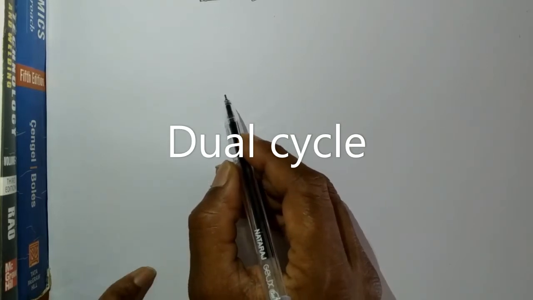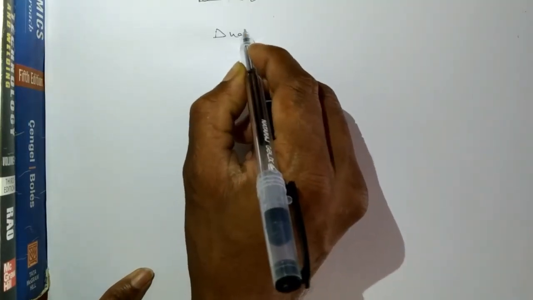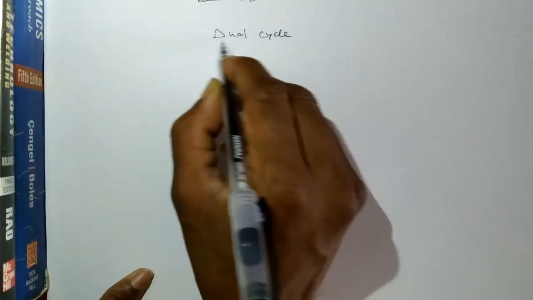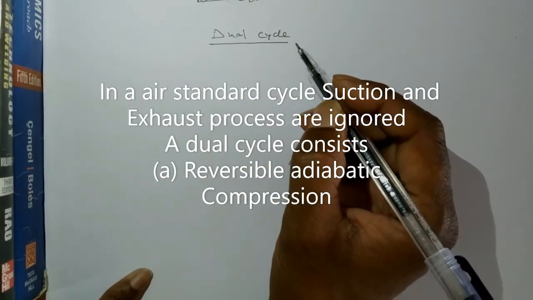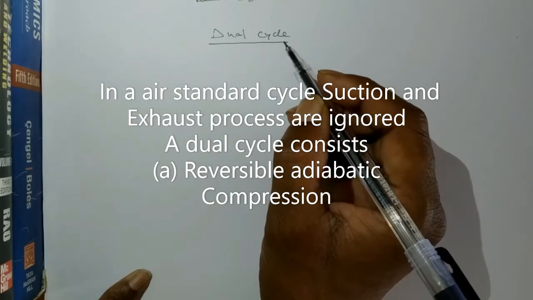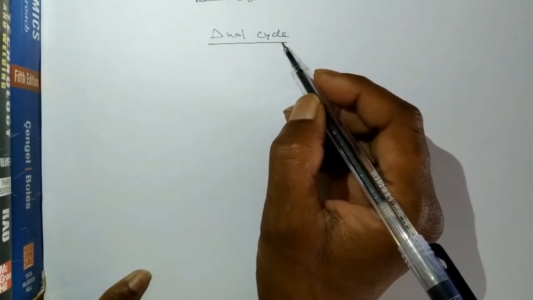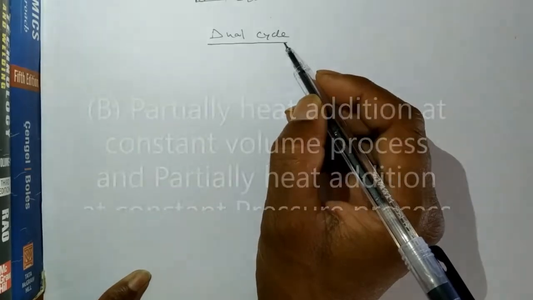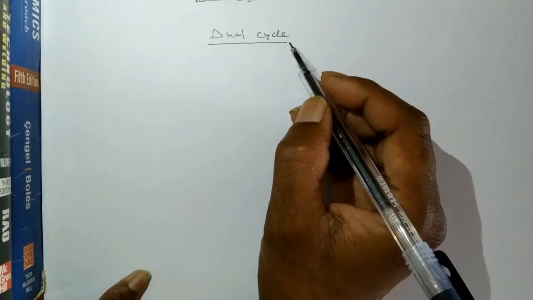Dear students, here we will discuss the dual cycle. Now, what is a dual cycle? A dual cycle consists of a reversible adiabatic compression, partially heat addition at constant volume and partially heat addition at constant pressure.